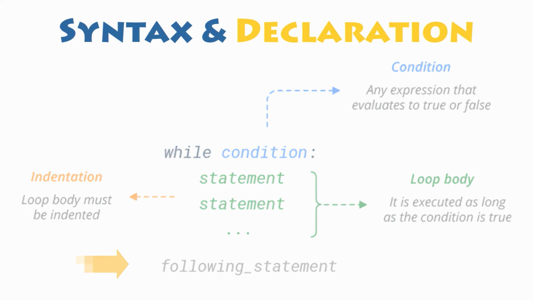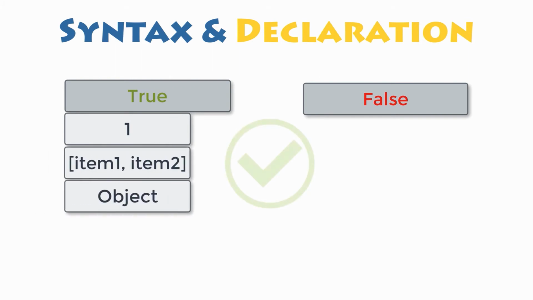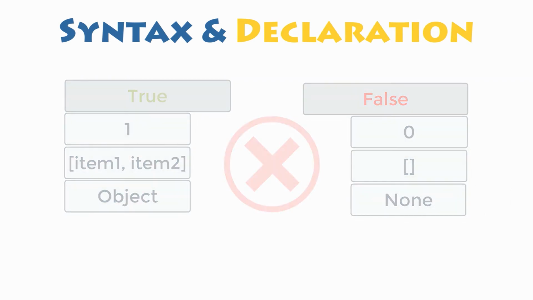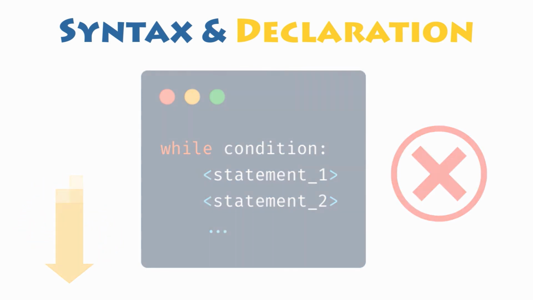Please also note that Python interprets any non-zero value or non-empty container as true. Consequently, None, zero and empty sequence will be interpreted as false. And if the condition is false at the start, the while loop will never be executed.